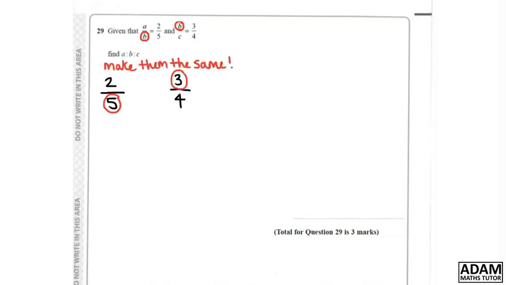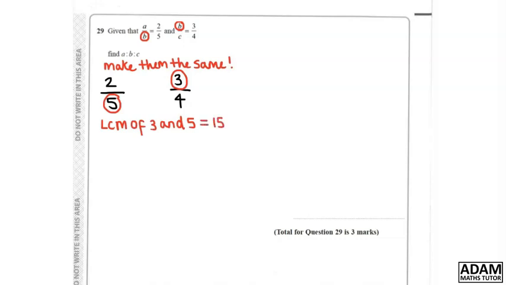Question 29. Given that A over B is 2 over 5 and B over C is 3 over 4, find the ratio A to B to C. Looking at these fractions, we can see that B represents a value of 5 and B over here represents a value of 3. If we can make these values the same, we should be able to compare the other values, A and C. To make them the same, we'll need to find the lowest common multiple of both of these numbers. The lowest common multiple of 3 and 5 is 15.